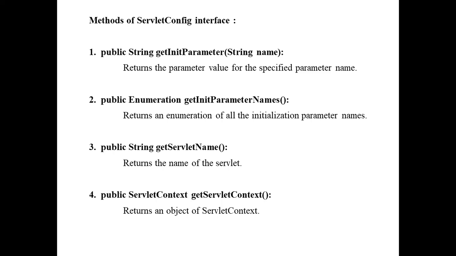Third method is public String getServletName. This method returns the name of the servlet. And fourth method is public ServletContext getServletContext. This method returns the object of the ServletContext, so this method returns the context for the servlet. These four are the methods of the ServletConfig interface.